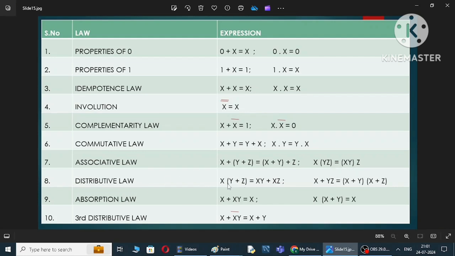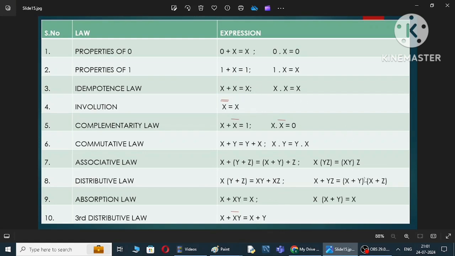Distributive law, again you are familiar, x into y plus z is xy plus xz. There is another expression which says x plus yz equal to x plus y into x plus z. You may be a little bit confused with this, but we do have a proof for this. Then you will understand why this is so. Then absorption law. X plus xy is equal to x. X into x plus y is equal to x. And then there is another law called the third distributive law. X plus x bar y is equal to x plus y.